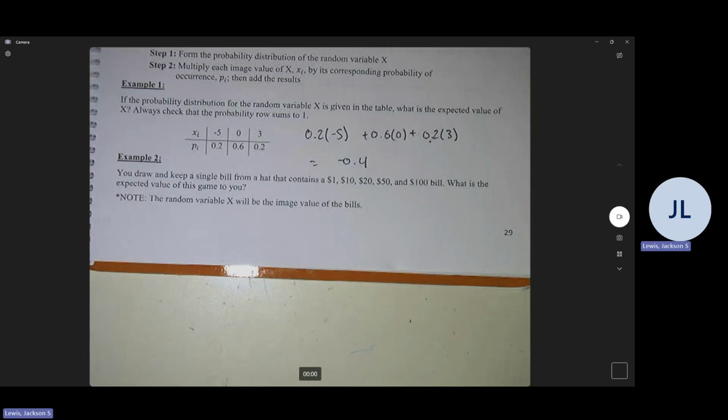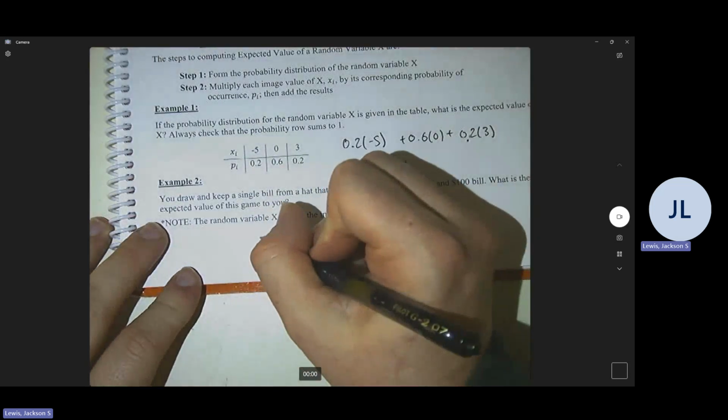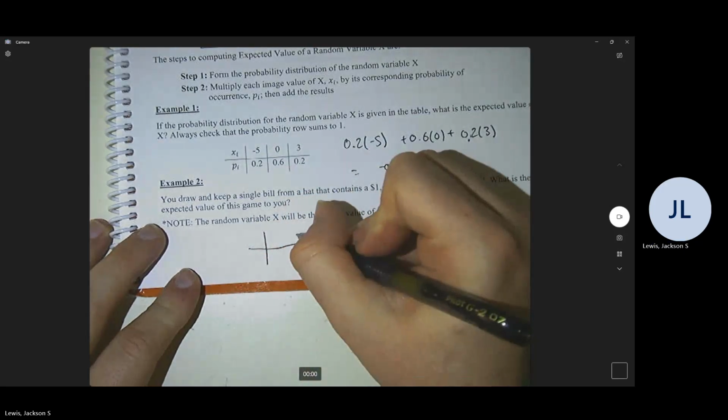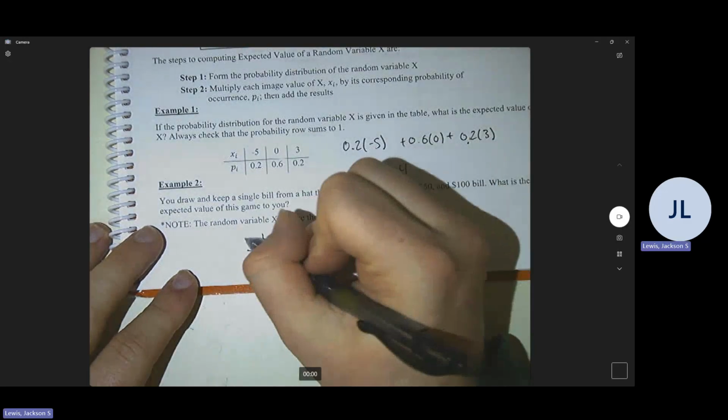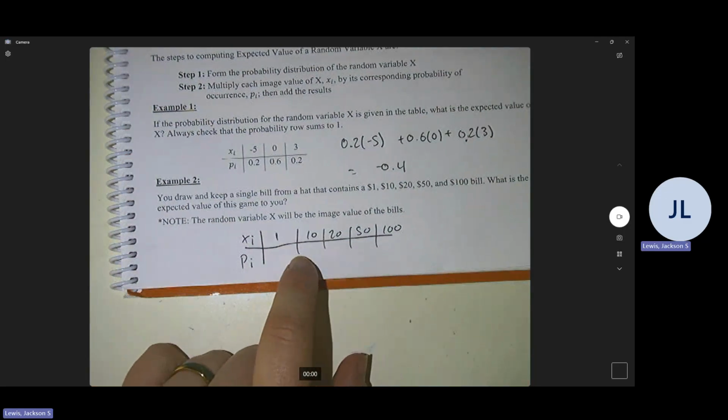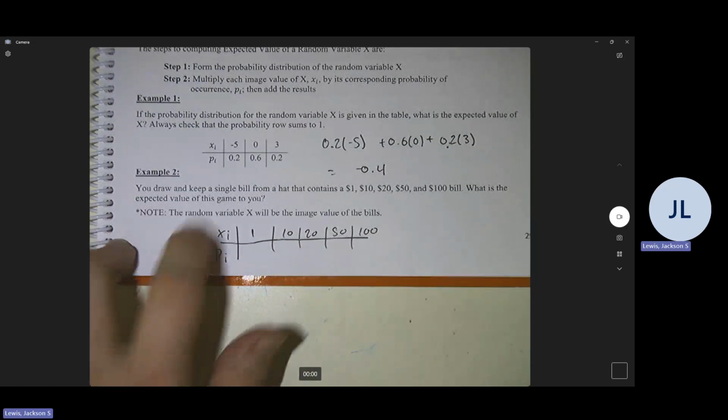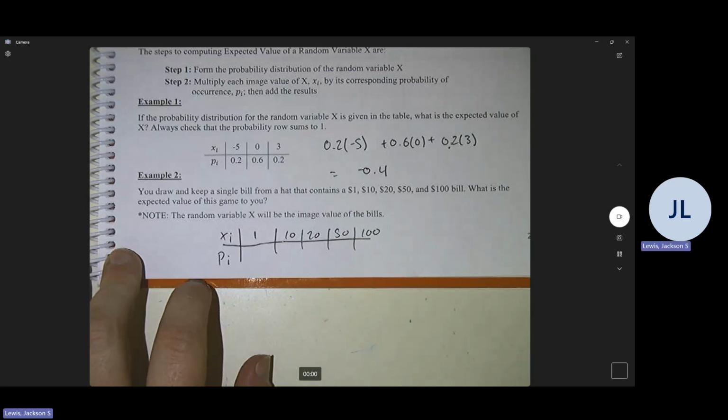Example 2 says you draw and keep a single bill from a hat that contains 1, 10, 20, 50, and 100 dollar bills. What is the expected value this is going to give you? So I can set up my probability table here: 1, 10, 20, 50, and 100. This is my xi and this is my pi. My random variable is just the value of the bill. All of these I have an even chance of. Each of these I have an even chance of doing though.